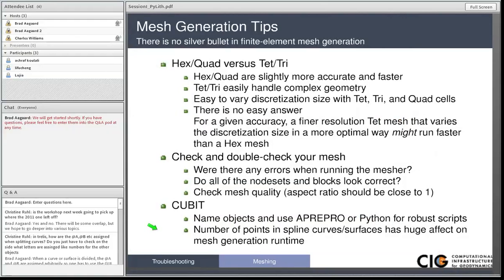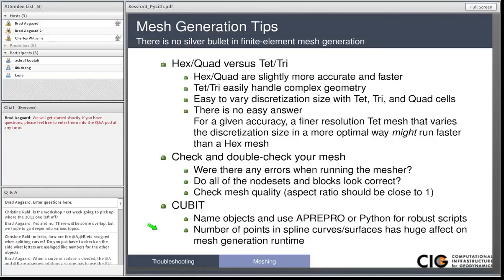Mesh generation tips. I would say our biggest tip is there's no silver bullet. It pays to experiment and try different techniques. There's no single way to generate the best mesh. You can take different paths between the two. For quasi-static problems, the hexes and quads are slightly more accurate and tend to run a little faster than types of triangular elements. The opposite is true for dynamic problems. It's very easy to vary the discretization size with tets, tris, and quad cells. When you have a more structured mesh with hexes, it's more difficult.